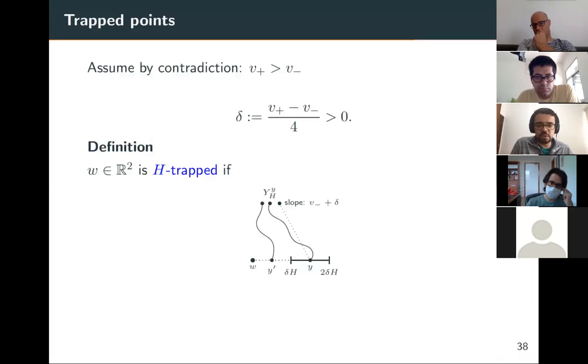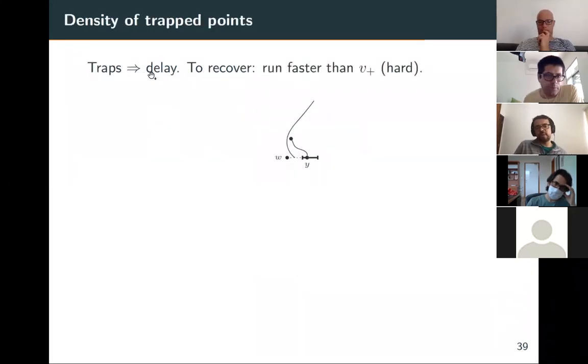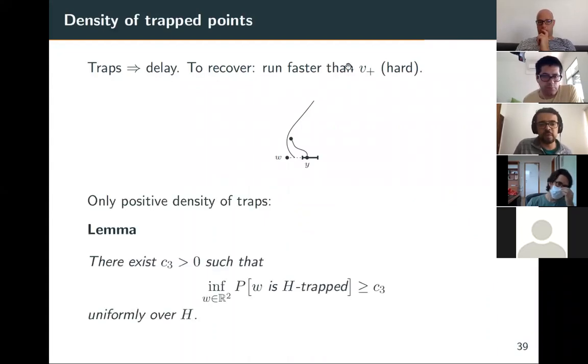And the point in this definition is that it really introduces delays for all points in this other interval in between W and this interval. And so if you start in this dotted interval here, you get some delay from the fact that there was a trajectory on your right that was slow somehow. And as I said, these traps introduce delay. To recover, you should run faster than V plus. The difficulty here is that these traps only occur with a positive density that in principle could be really, really, really small. This is the content of this lemma here. So it's not guaranteed that you're going to be able to account for all these delays.